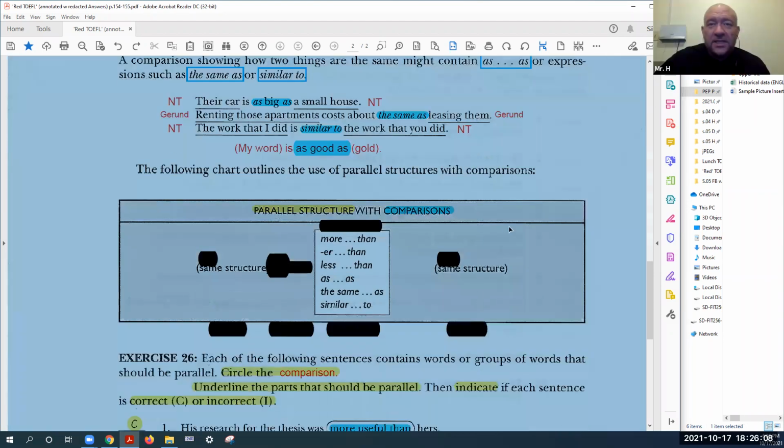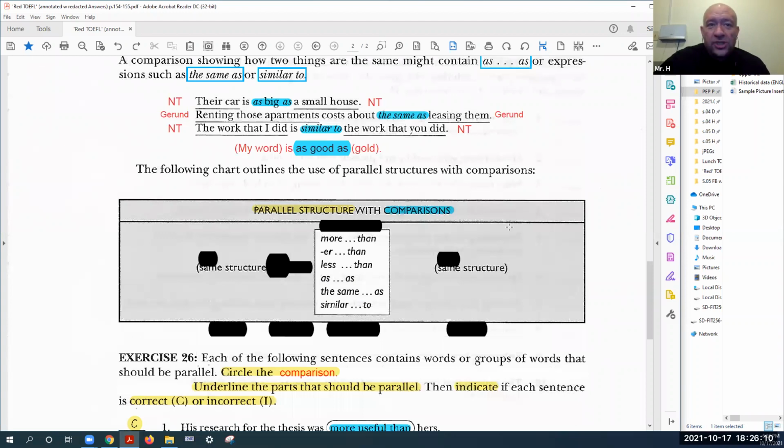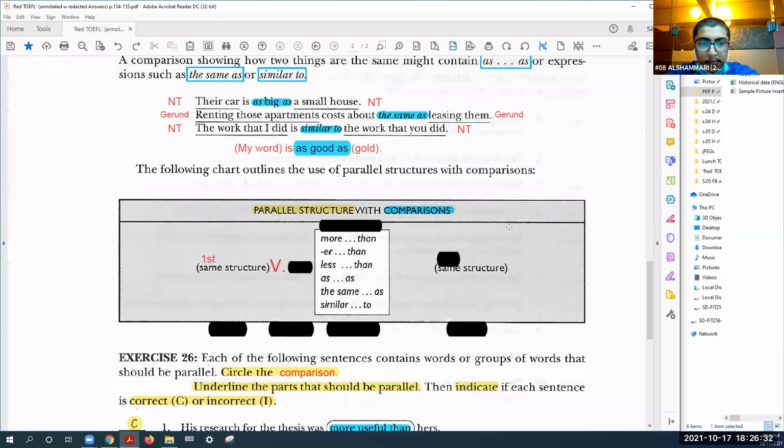All right. Look at the table, gentlemen. Al-Shamari, what does it say in the table? Parallel structure with comparisons. Okay. Can you explain the formula from the left to the right? Same structure. First structure. Good. And then we need a verb, and we need the comparison. No, but before the comparison, there's something else. Not a connector.